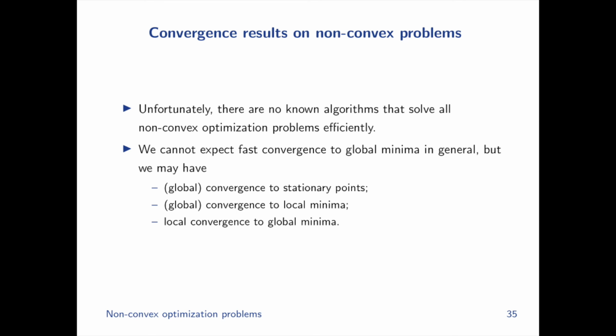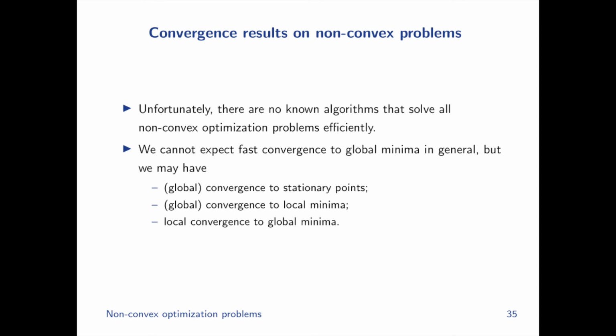Global convergence to local minima, meaning, again, regardless of where you start, you will get to a local min. And finally, you can talk about local convergence to global minimum, meaning that if I start in the vicinity of a global minimum, I will get to the global minimum. So in this class, we're going to focus on the first two.